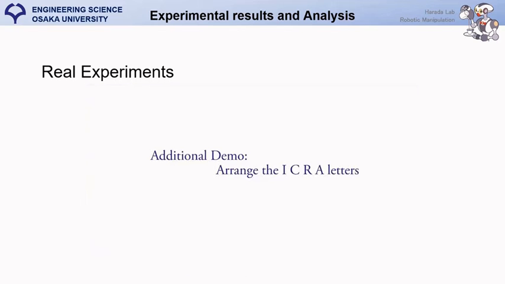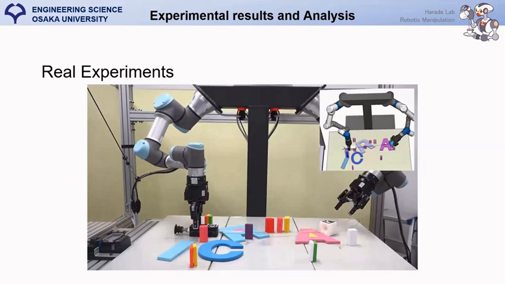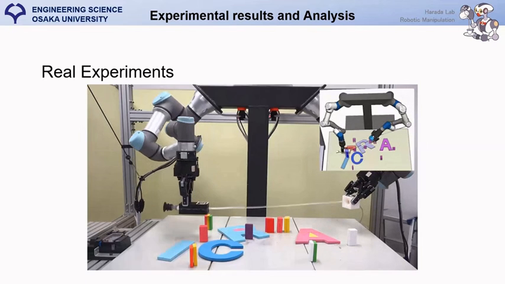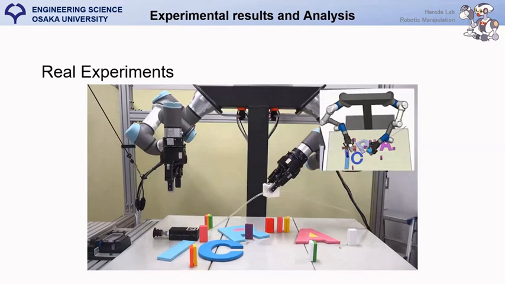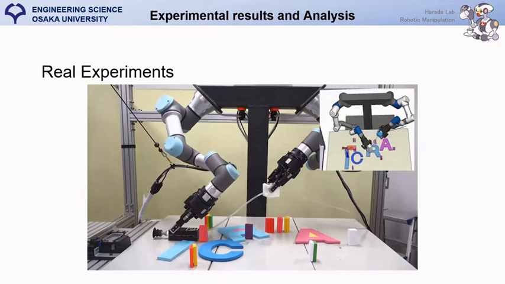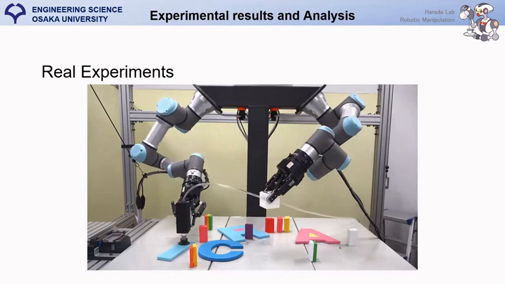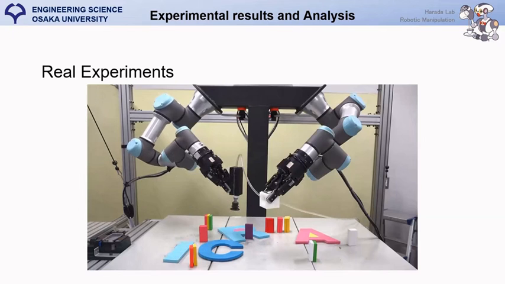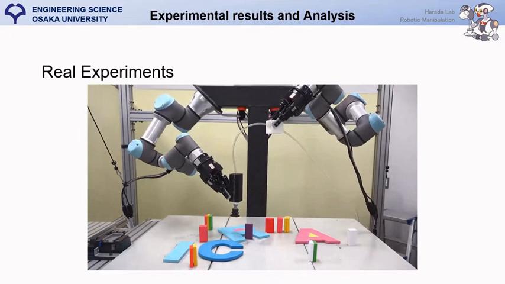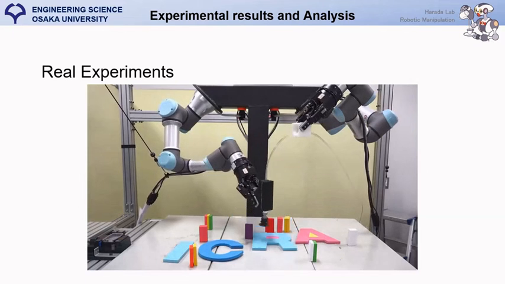And finally, we did a demo with the ICRA letters. In this case, the robot must not only place the letters in a desired planned position, but it also must avoid colliding with some of the obstacles on the robot workspace. As you can see, the robot successfully grasps the letters and places them in the desired positions.